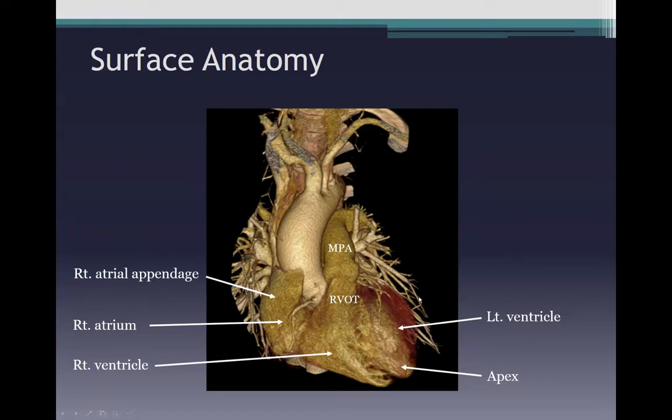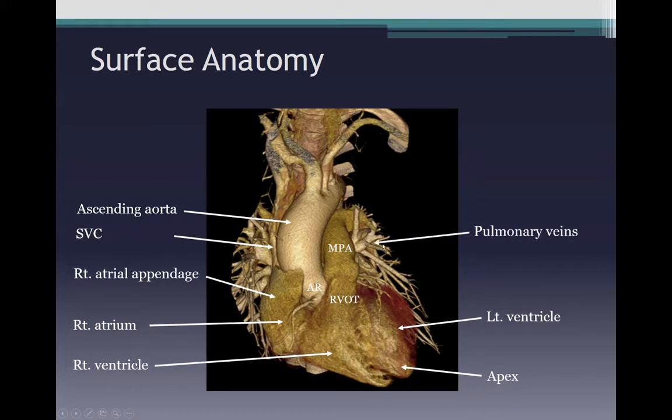The left ventricle leads into the aortic root posterior to the right ventricular outflow tract, which in turn leads into the ascending aorta. On the right side of the ascending aorta is the superior vena cava, or the SVC, which would be joining the right atrium inferiorly here. Then all the branches that we see on the left side as well as on the right side are the branches of the pulmonary veins as well as of the pulmonary arteries.